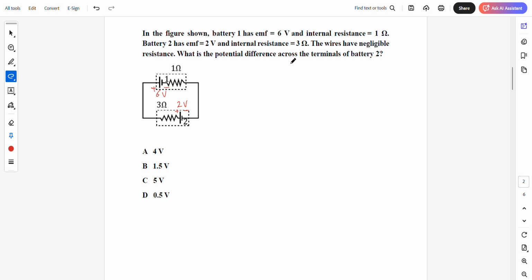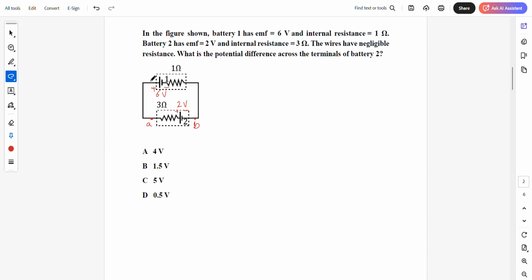What is the potential difference across the terminals of battery 2? They are asking the potential difference. This is called the terminal potential difference. Let me call this A and this B. They are asking the terminal potential difference, but first you have to find the current.